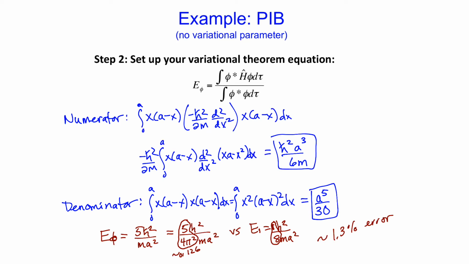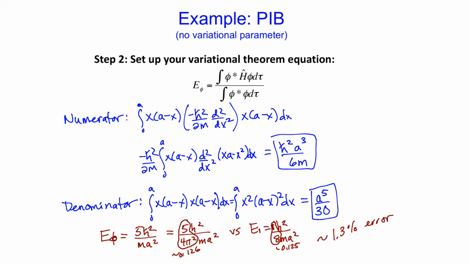Okay, and then 1/8 is exactly 0.125. So the other thing that you notice with this result is that our variational energy is in fact a little bit higher than our true energy. Okay, so we've satisfied that rule of a variational calculation.